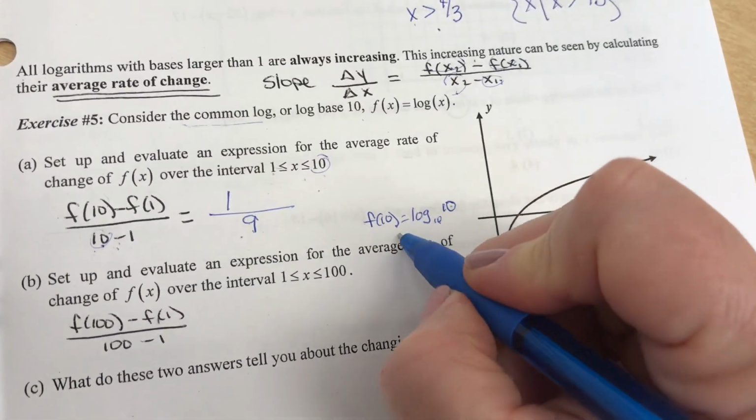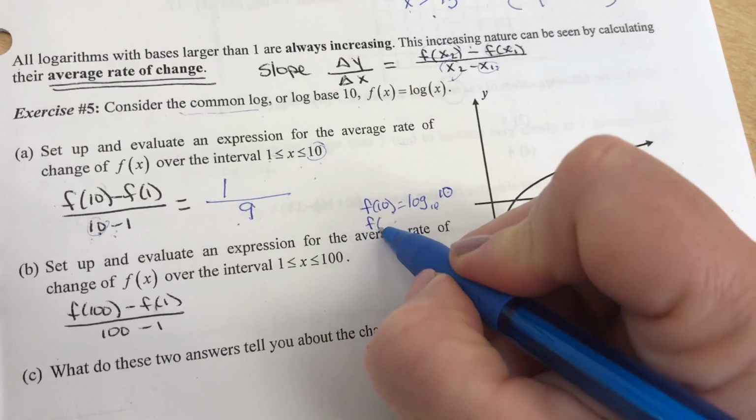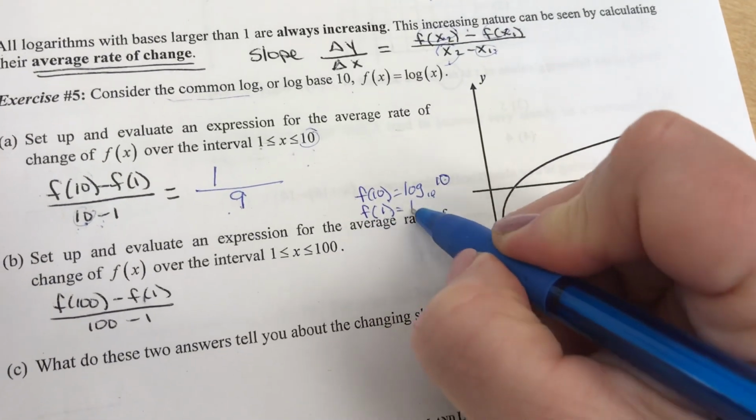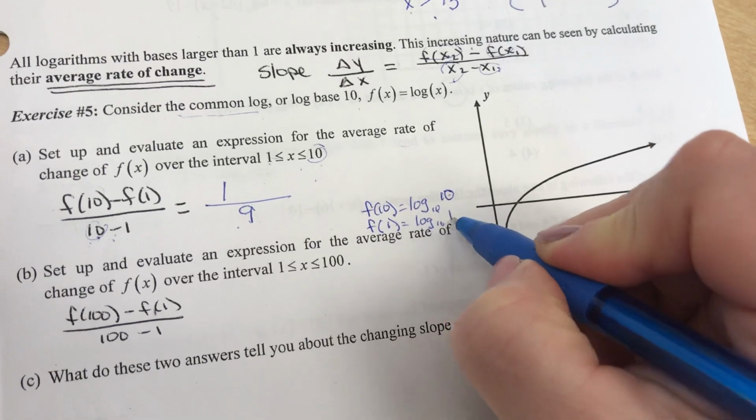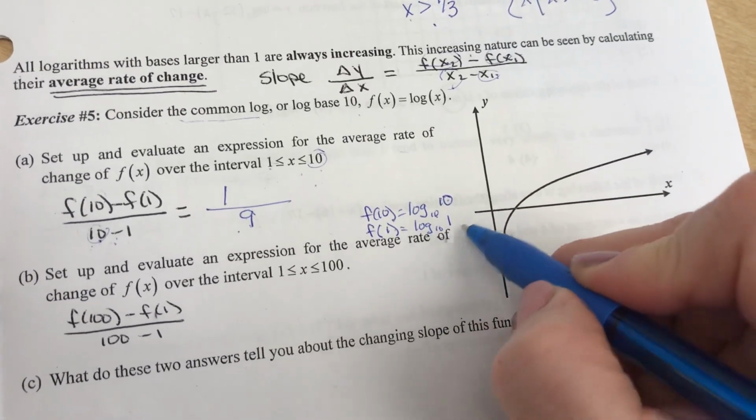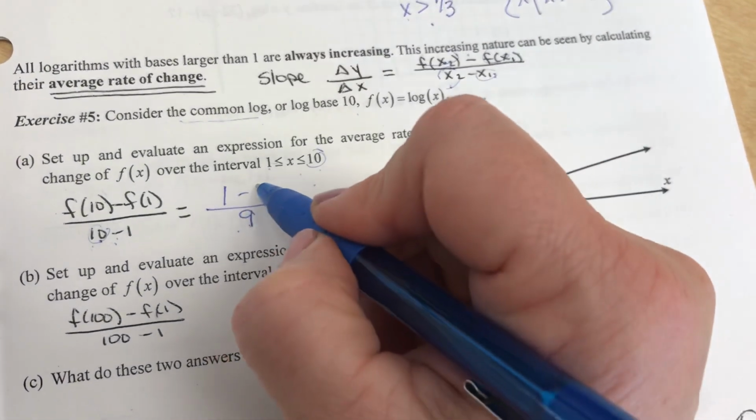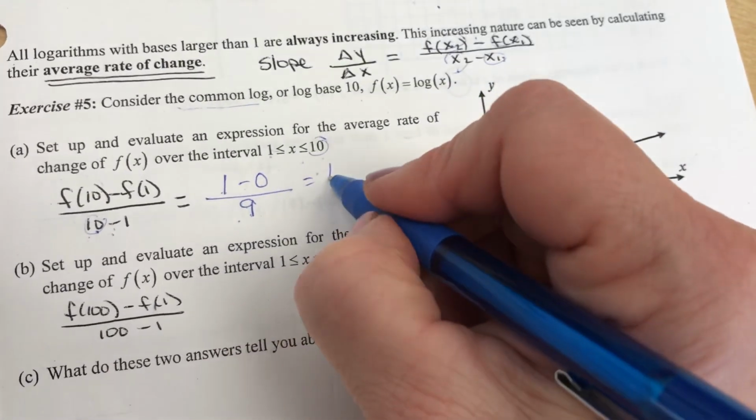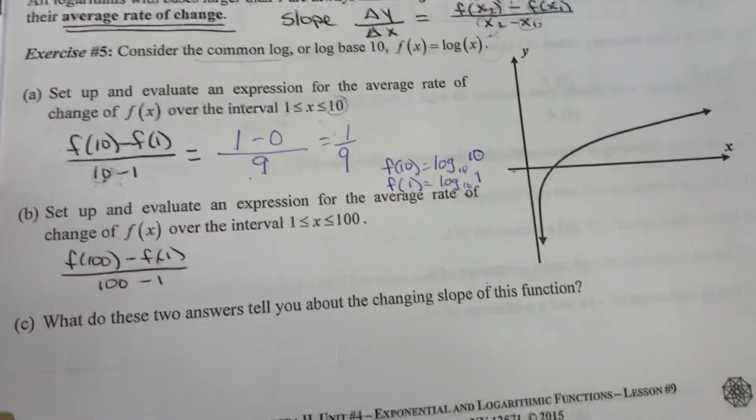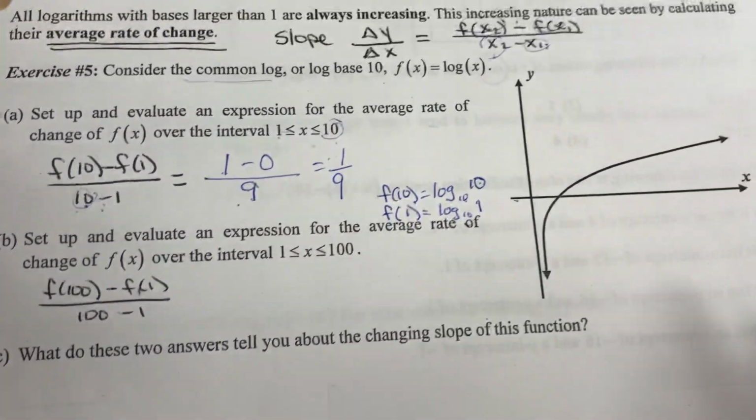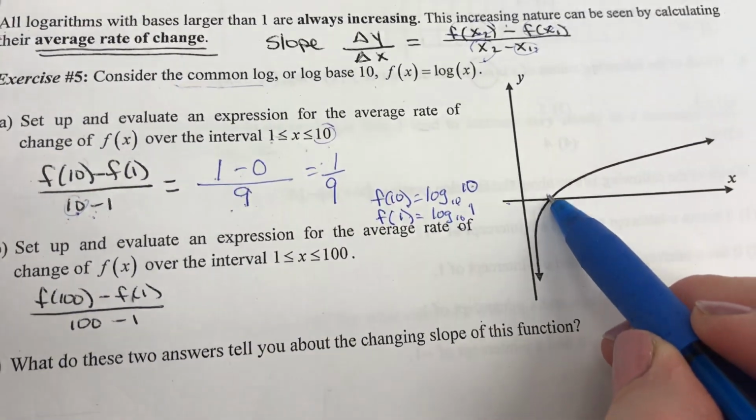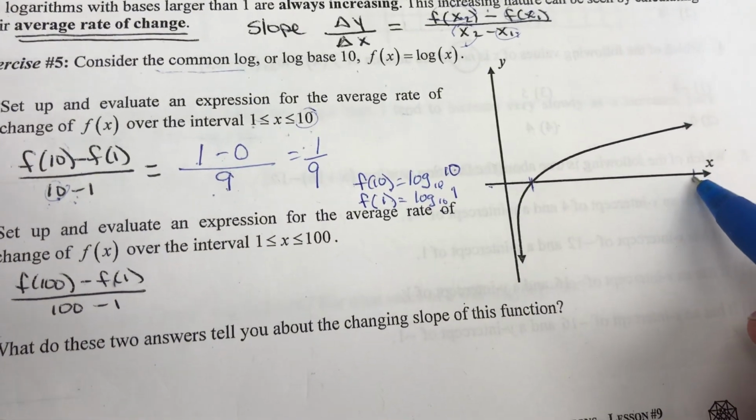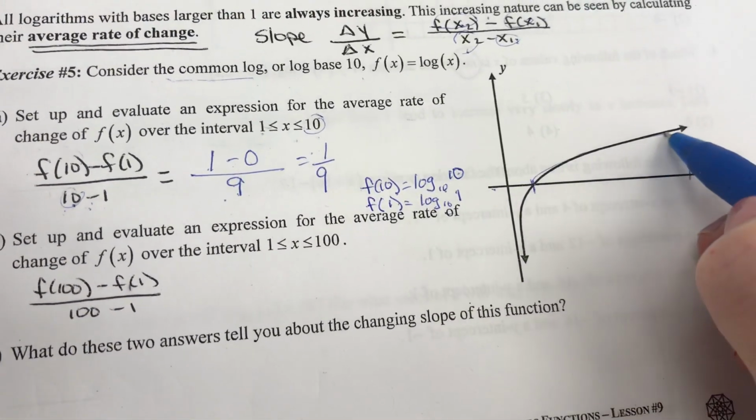If I asked for f of 1, log base 10 of 1, well, what could I raise 10 to get 1? It would have to be 0. So 1 minus that is 1 over 9. Okay, so the average rate of change from 1 to 10 is just 1/9.